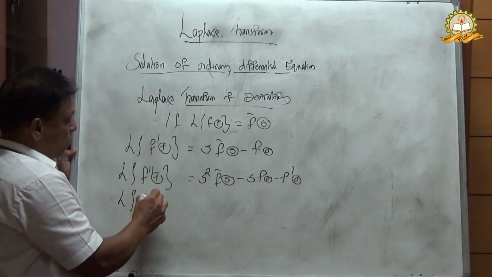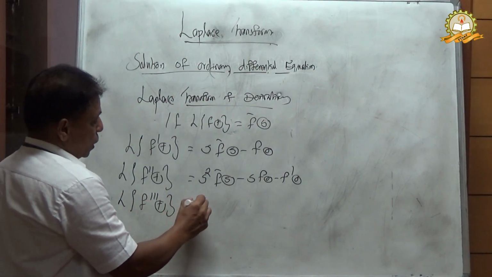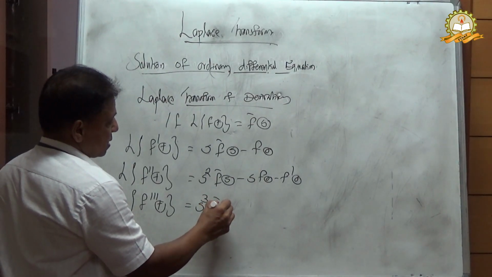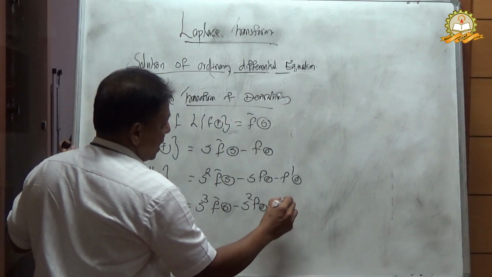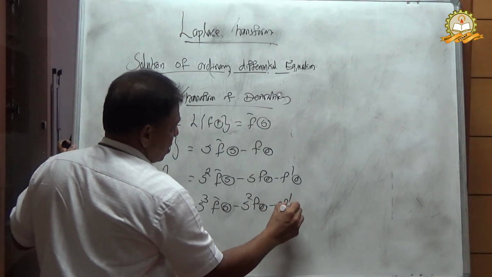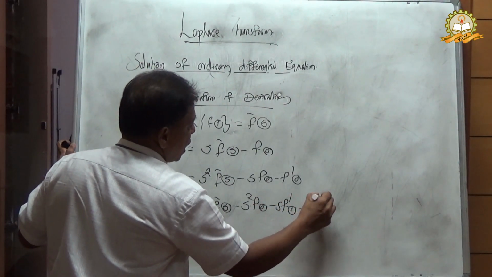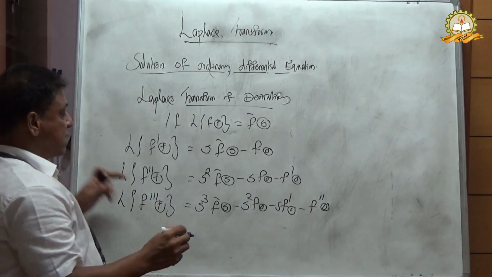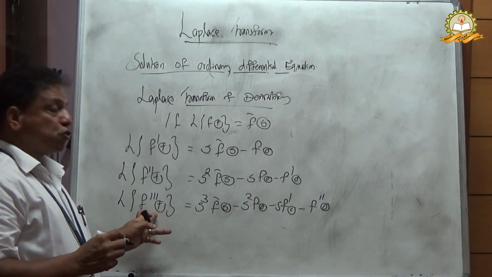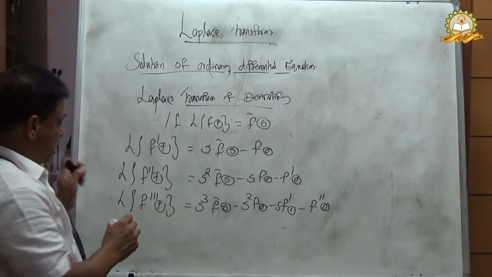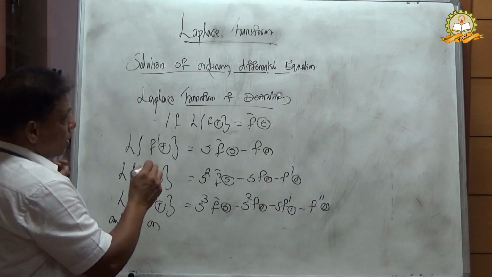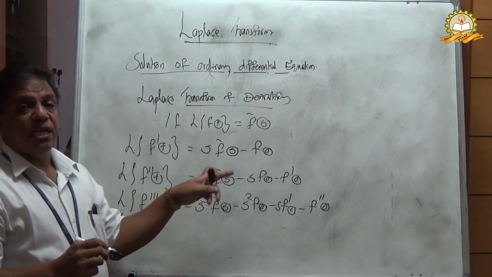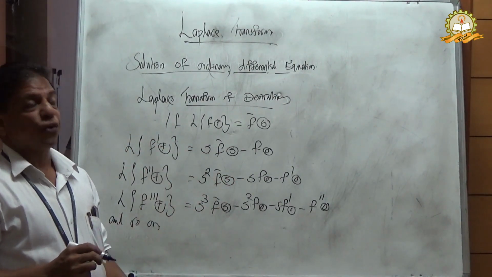Similarly, Laplace transform of third derivative is equal to s cube f bar s minus s square f0 minus s f dash 0 minus f double dash 0. This is the result for the Laplace transform of the third derivative of the function, and so on. By using these results, we can easily solve the ordinary differential equation.